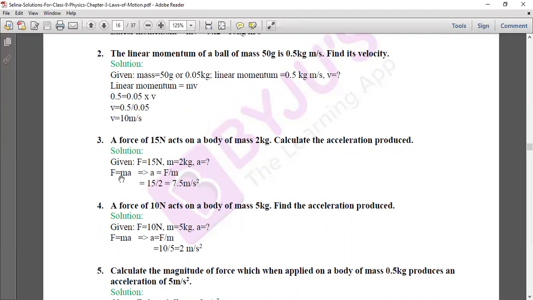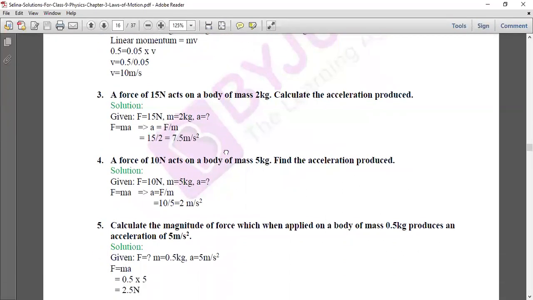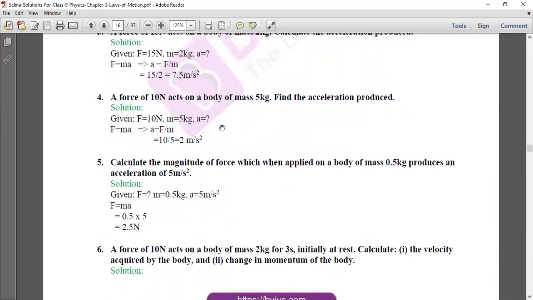We know that F is equal to m into a. So therefore acceleration is equal to F divided by m. So here acceleration will be force divided by mass, that is 15 divided by 2. So the acceleration will be 7.5 meter per second square.